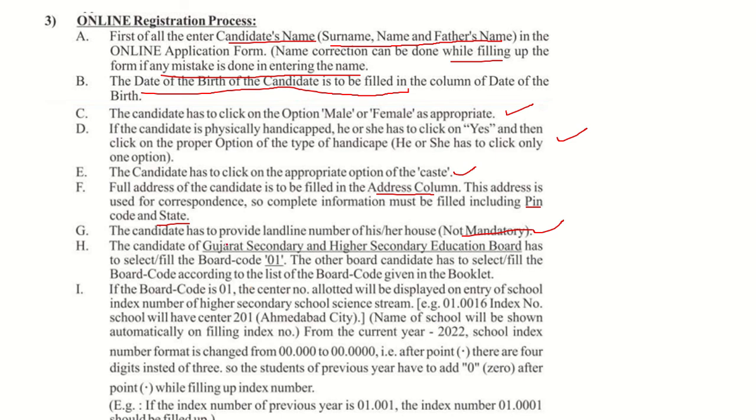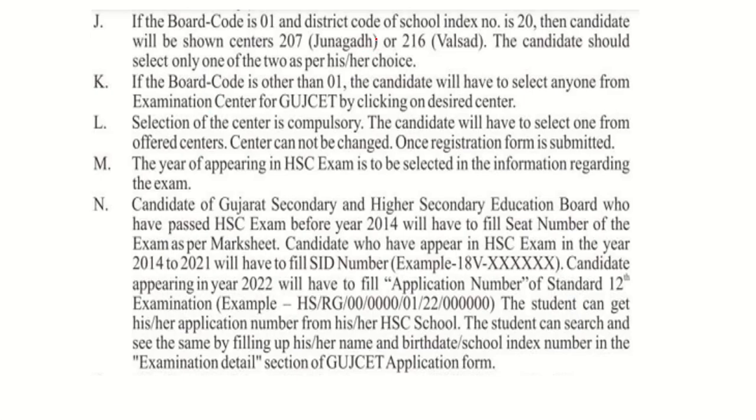Okay, so candidates who have qualified their examination from Gujarat Secondary and Higher Secondary Education Board have to fill board code 01. Remember, candidates who have qualified their examination from Gujarat Secondary and Higher Secondary Education Board have to mention their board code 01, and other board candidates have to select or fill the board code according to the list of the board code given in the booklet. So make sure that you fill your board code accordingly. Now let us see other details.